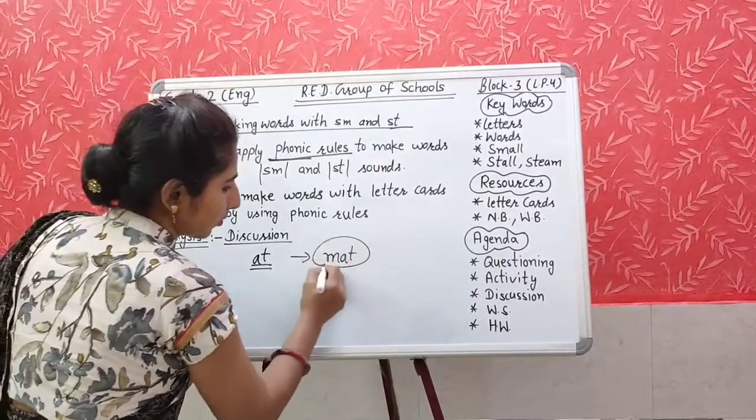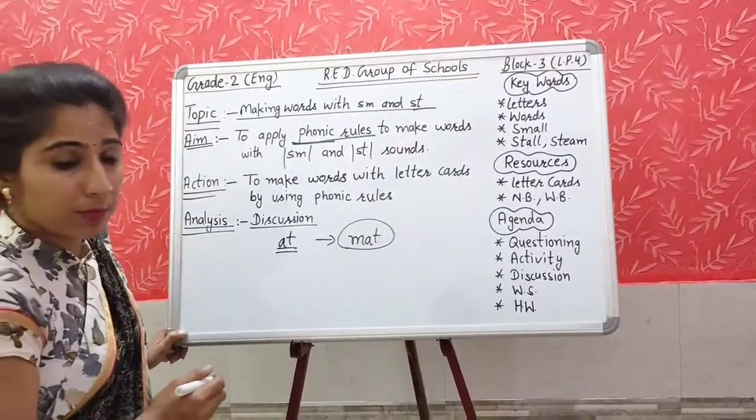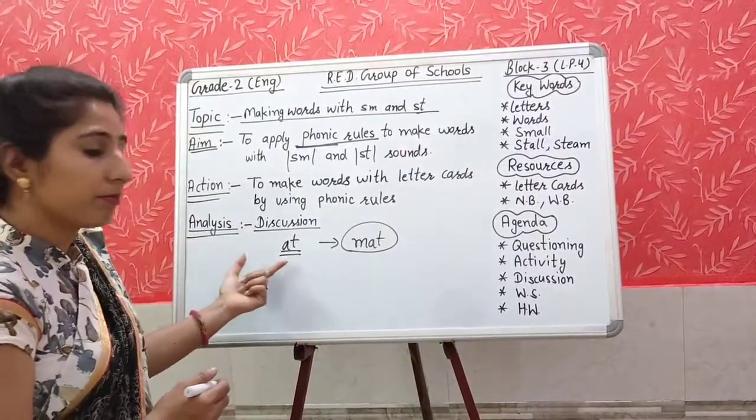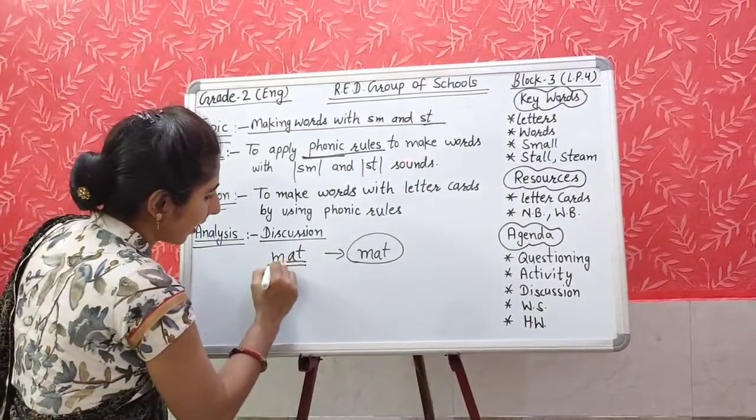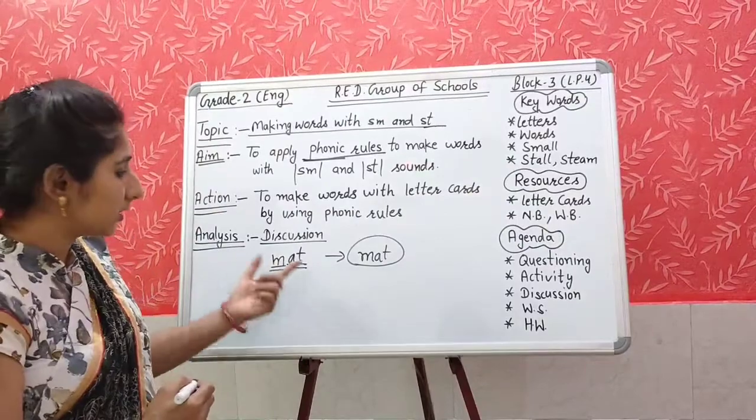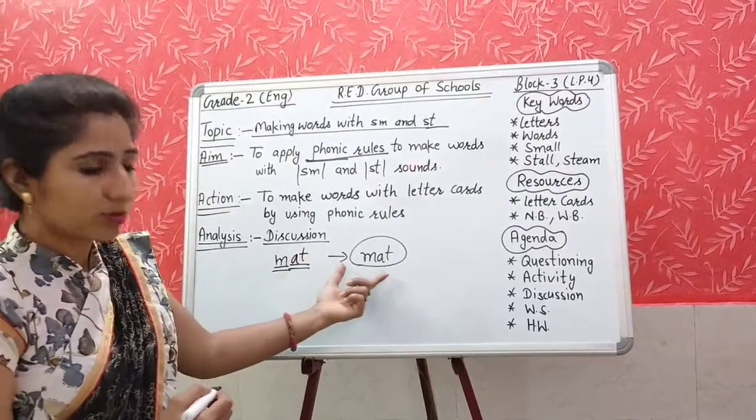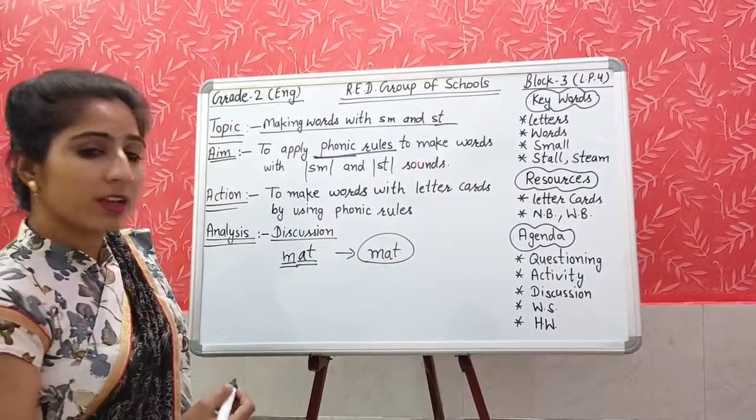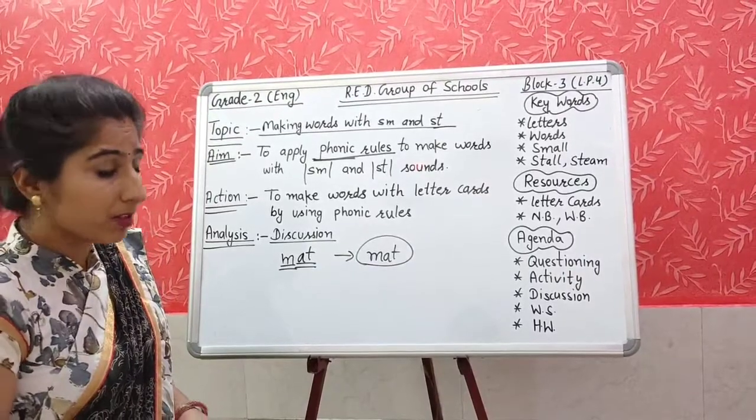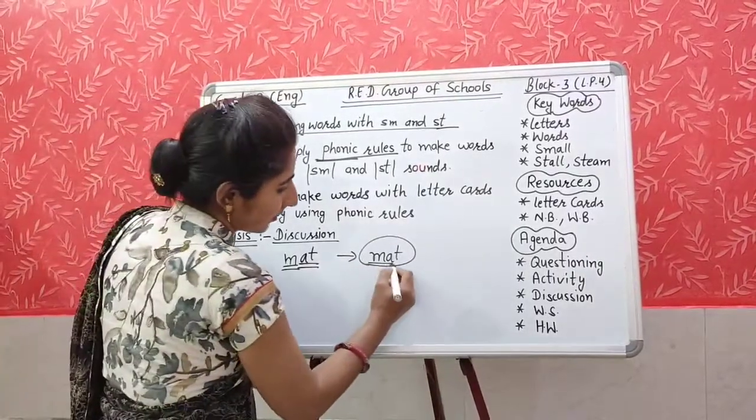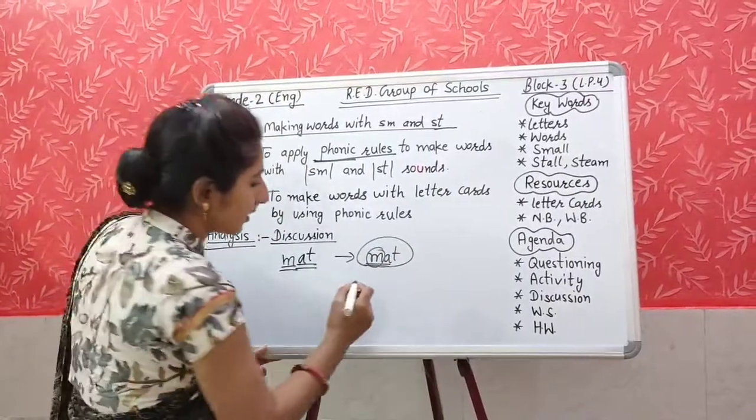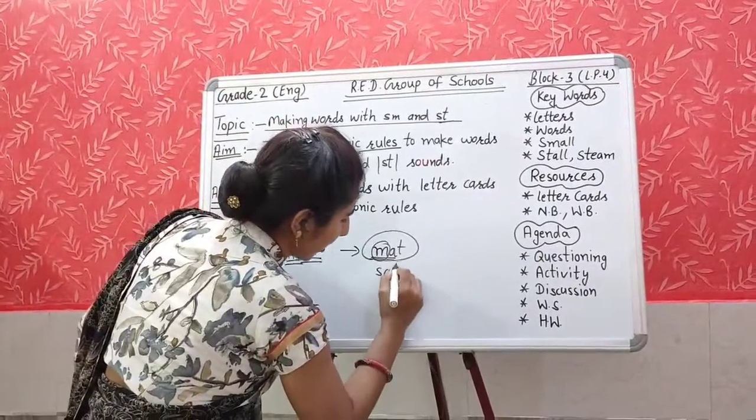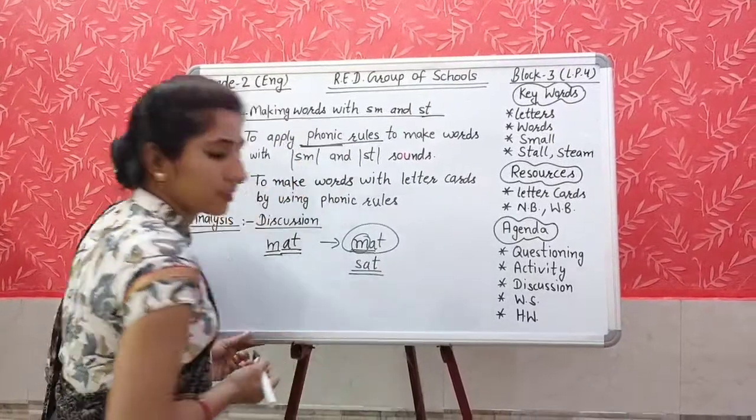So what was my question? How did we make mat from at? So what will we do? We have added m at the front of this at, and we got the word mat. And how did we make the word sat from mat? Now we are going to change m with s. Now it is sat. Yes.